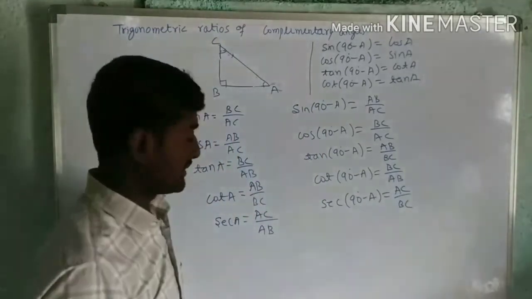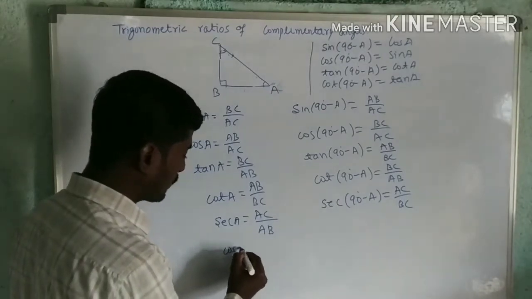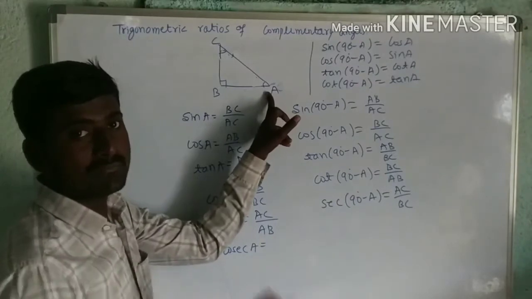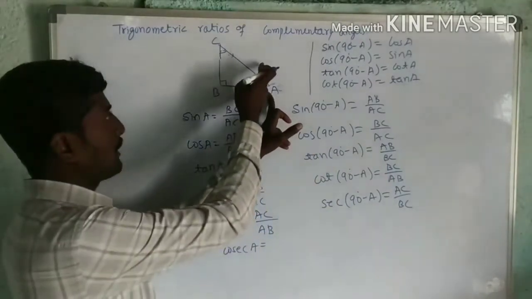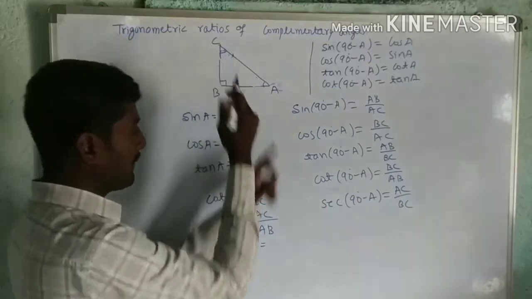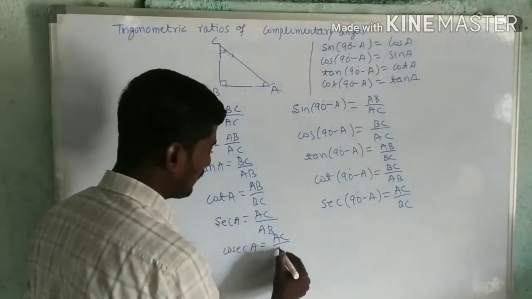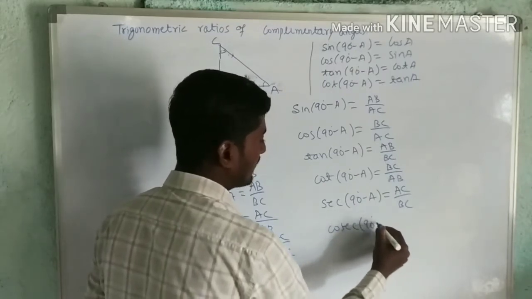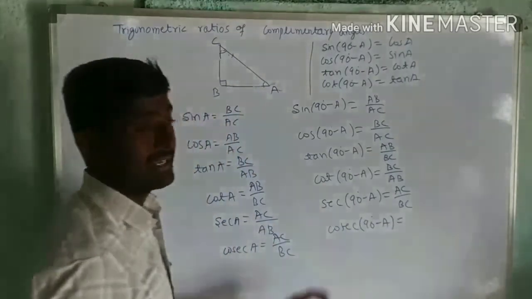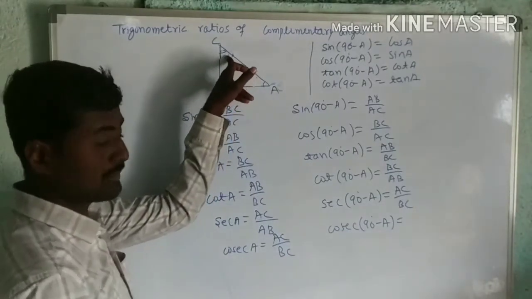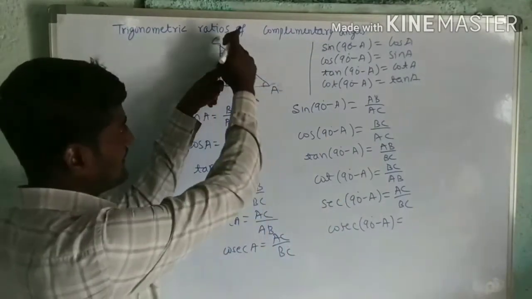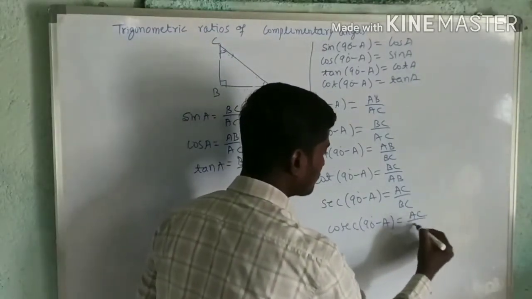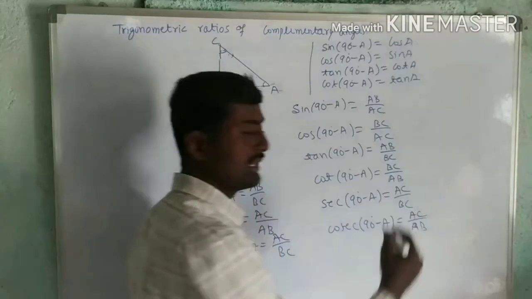Now sec is over. Then the last one I will write is cosec. Cosec A is equal to, for the angle A, cosec means hypotenuse by opposite. AC divided by BC. Then for the same function, cosec of 90 degrees minus A. 90 minus A is angle C. Cosec means hypotenuse by opposite. Hypotenuse is AC, opposite is AB. AC divided by AB.